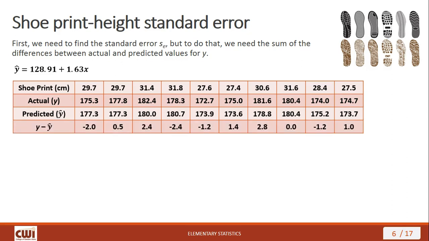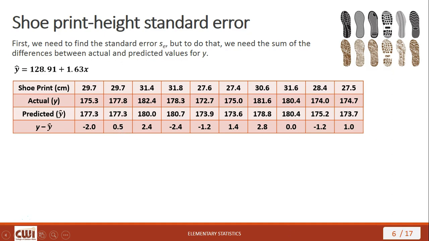Now I can subtract the observed value minus the predicted value. So take all the predicted values and subtract them from the actual value. So the first example here, I take 177.3 and I subtract it from 175.3, and that gives me -2. 177.8 minus 177.3 gives me 0.5, so on and so forth.